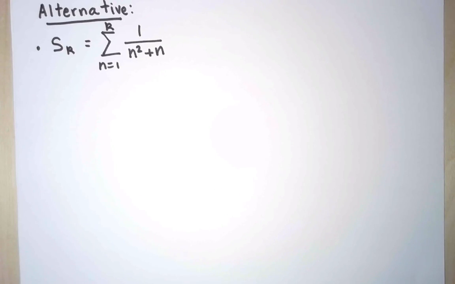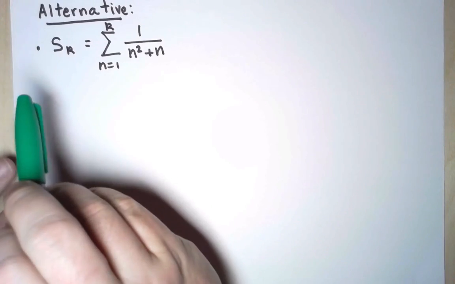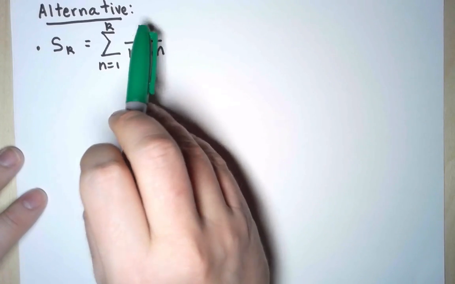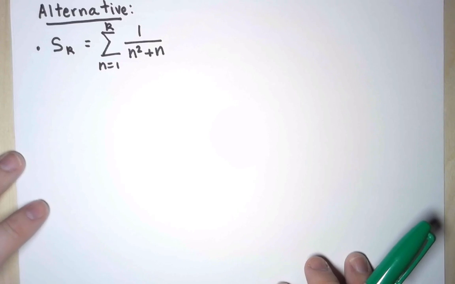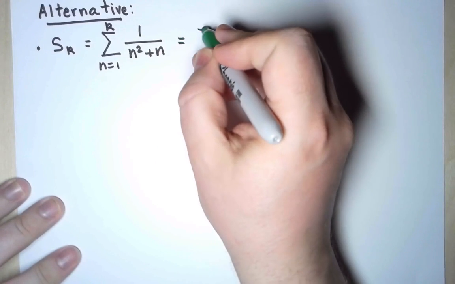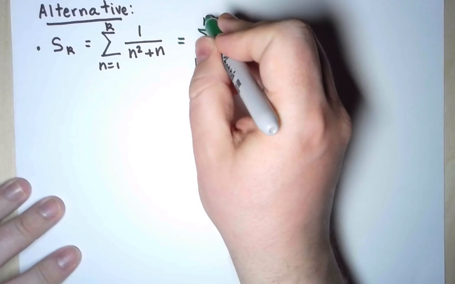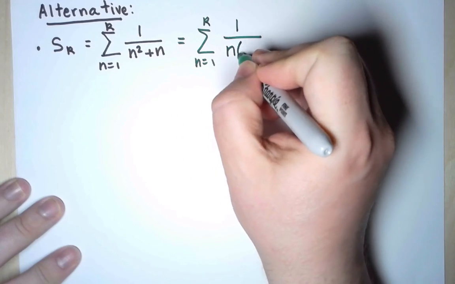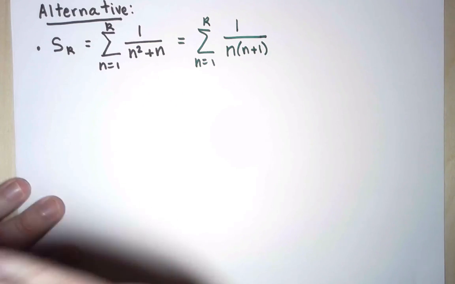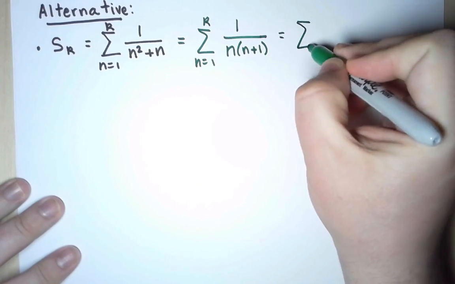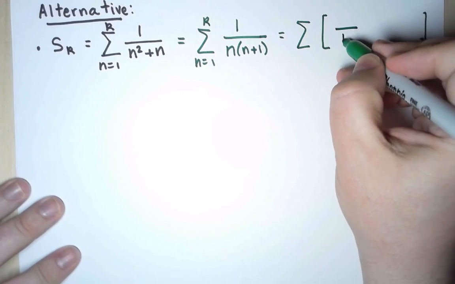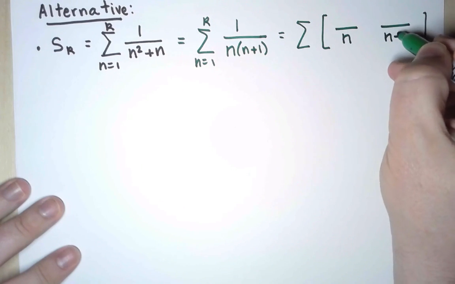Here is a different way to obtain the same result without any guessing. I want a formula for the kth partial sum, which is the sum from n equals 1 to k of 1 over n squared plus n. And I notice first that this denominator can be factored. So I'm going to rewrite it as 1 over n times n plus 1. And this makes me think of partial fraction decomposition. I can split this as the sum of two fractions with simpler denominators. In one case n, and in the other case n plus 1.